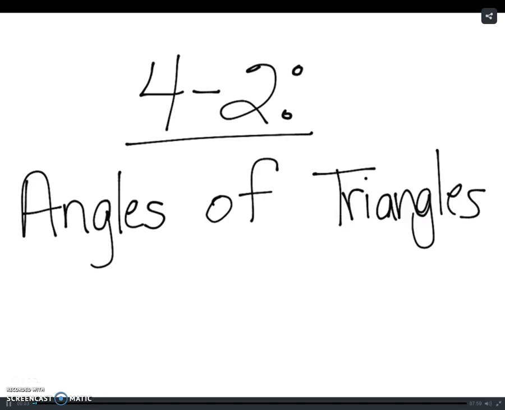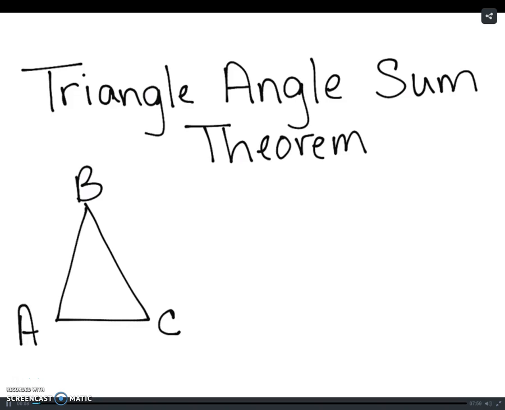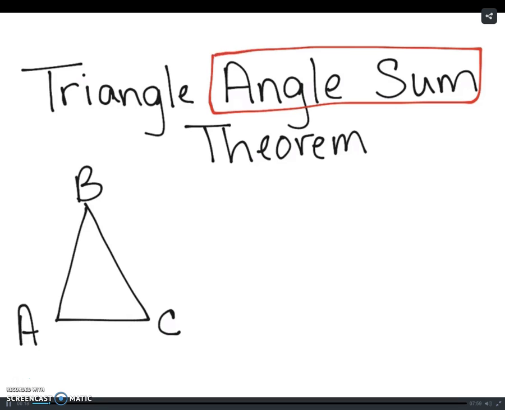Talking about angles of triangles. So the first thing we're going to talk about is something we touched on a little bit yesterday, and today we're just going to talk about its name, and that is the triangle angle sum theorem. Your key words here are the angle sum. So we want to add up the angles of a triangle.